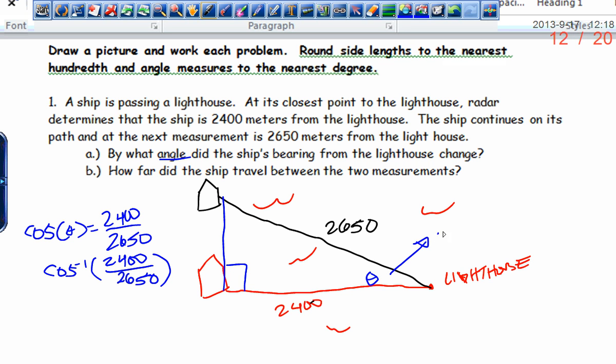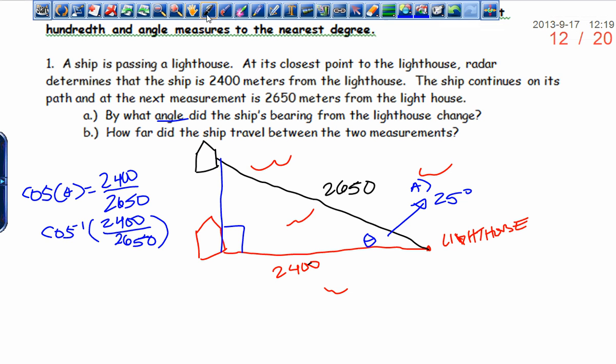I've heard people say 25.something, but we're rounding to the nearest angle here on this one. So A is 25 degrees. B asks how far the ship went. So that's talking about this value, right?